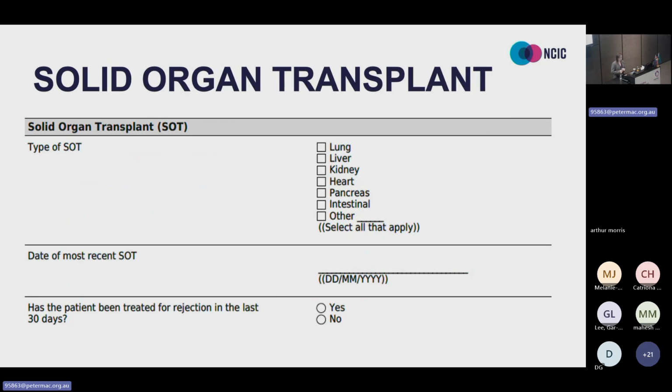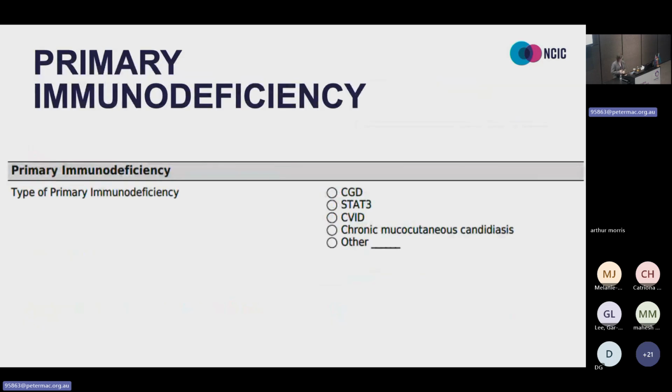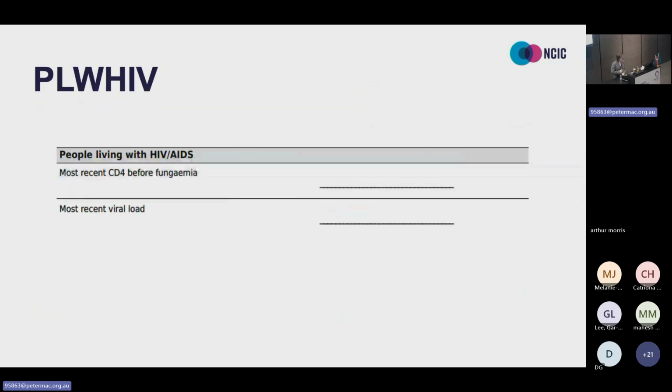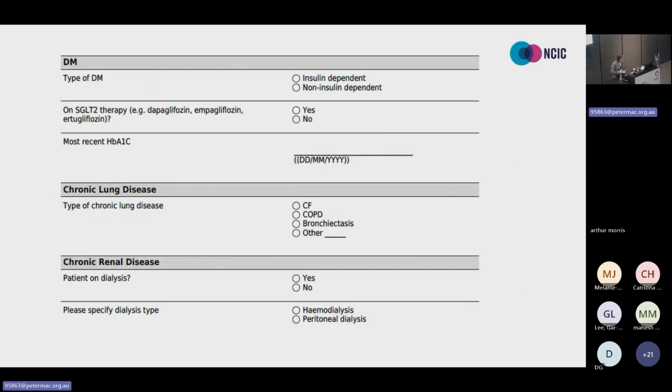Solid organ transplant, we tried to keep it fairly simple, just about which type of organ or organs, when was the most recent transplant, and whether they'd been treated for any rejection within the last 30 days. Briefly about primary immunodeficiency, and very simple information about those living with HIV, so the CD4 count and viral load of most recent nature. Diabetes, basic information, but obviously quite interested in the SGLT2 therapies, given it's such a risk, and their control.